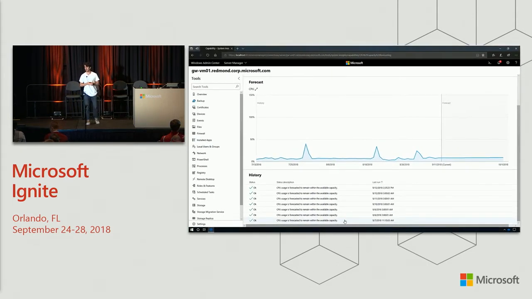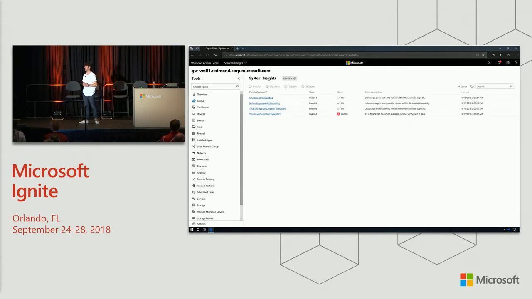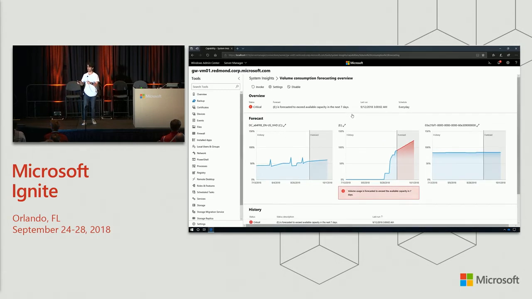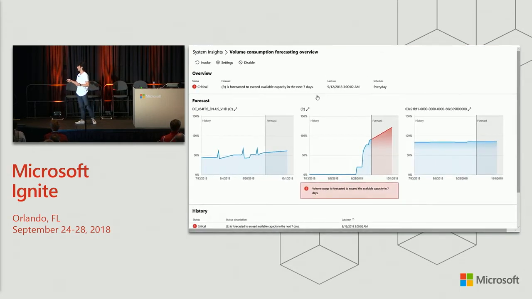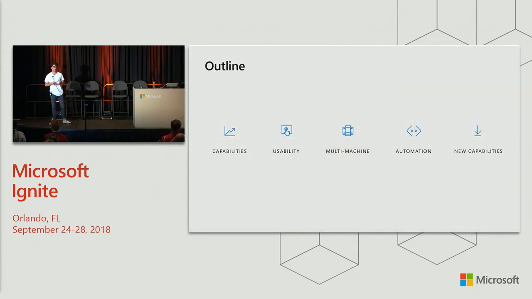Lastly, some of you may have noticed that some of these capabilities forecast on multiple objects. So the networking capability or the volume capability forecasts across multiple volumes or multiple network adapters. Now to show you what that looks like, here are 3 volumes, one of which is forecasted to exceed the available capacity in the next 7 days. The high-level status reflects the most severe status across all volumes or all network adapters. And here's the history for this capability as well, which is a little more interesting because you can see previously I'd been getting a warning status, and now I have a critical status.